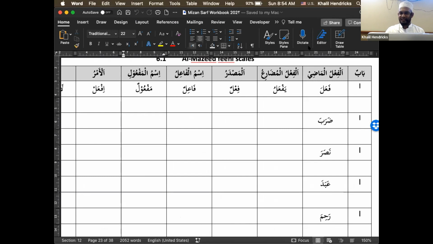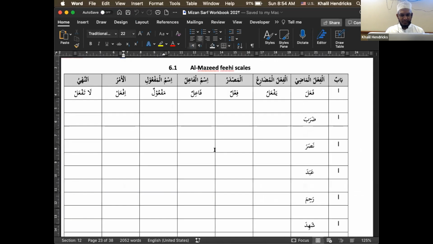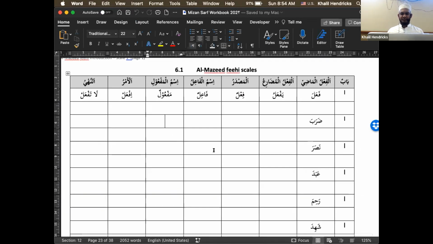Scale. So Bab literally obviously is a door or an entrance, but here we're going to say Bab is going to be a scale. A scale. And then the first one is Fa'ala. The heading there is Al-Fi'l al-Madi. What does Fi'l al-Madi mean? Past tense verb. The past tense verb, Fa'ala.